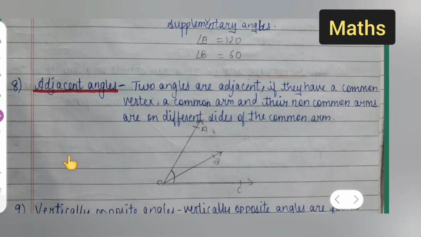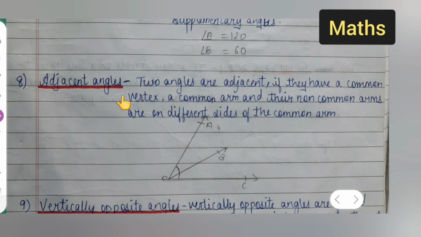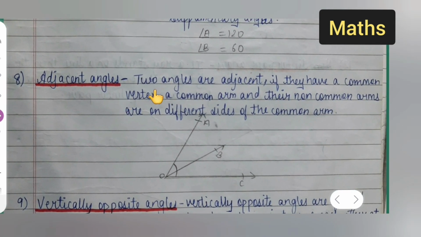That is the adjacent angle. Let us see what the adjacent angle is. Two angles are adjacent if they have a common vertex, a common arm, and their non-common arms are on different sides of the common arm. So here are the two angles. Can you see the two angles? This is the vertex. They have the common vertex. You can see many angles forming, and the vertex is the same. So they are called adjacent angles.